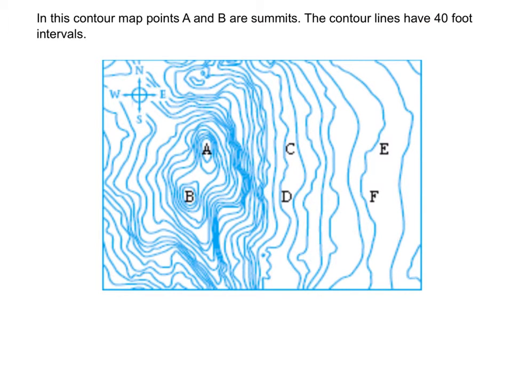The last question is, when we walk from E to F, how does our elevation change? Well, it doesn't. In fact, it stays the same because they're within the same contour lines. So the change in elevation should be negligible.